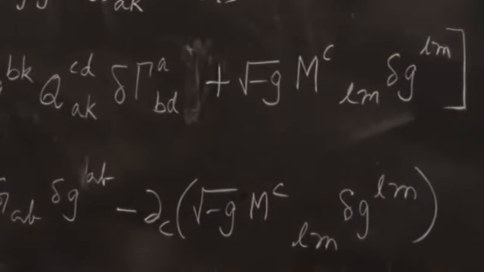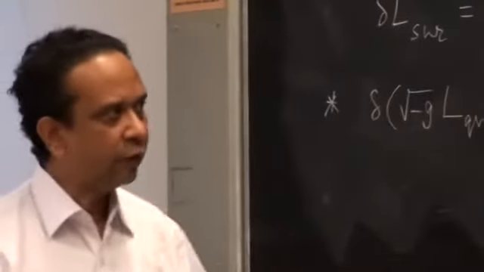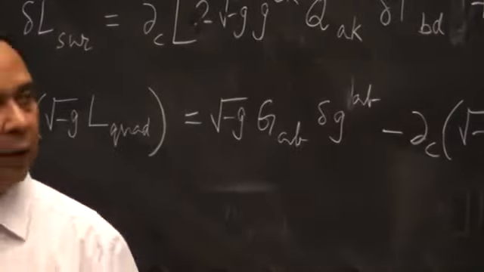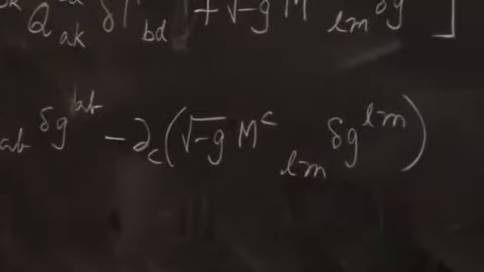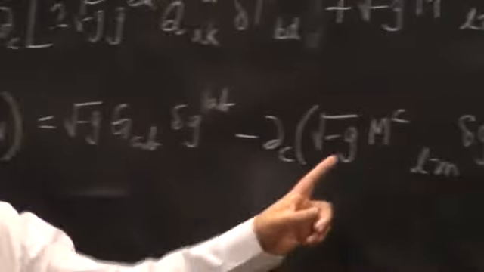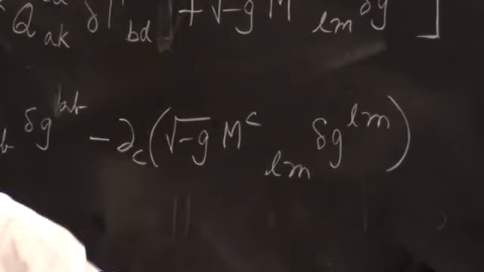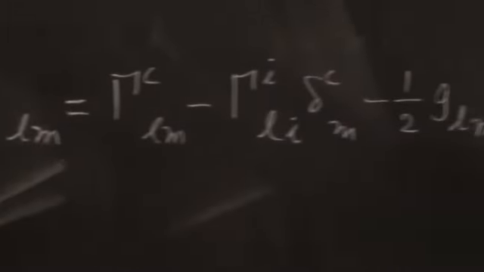So what does this tell you? This tells you that you can start with this L quadratic and just vary it. When you vary it, you pick up two terms. The first term is this, which is GAB times delta GAB. Then you get a second term, which is a total divergence. Now when you integrate it to get the action, what you are going to get is this term on the surface. And it involves only delta GLM on the surface, multiplied by these quantities. Therefore, it is a genuine, nice variational principle.